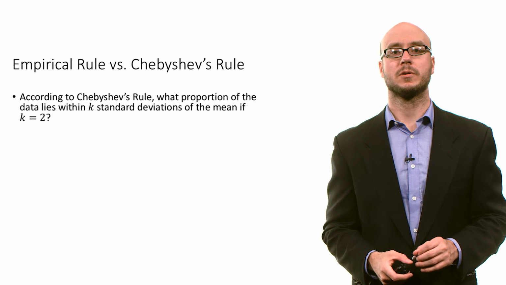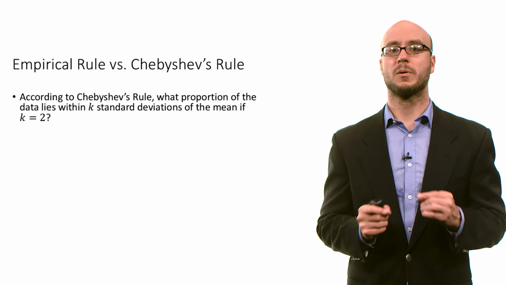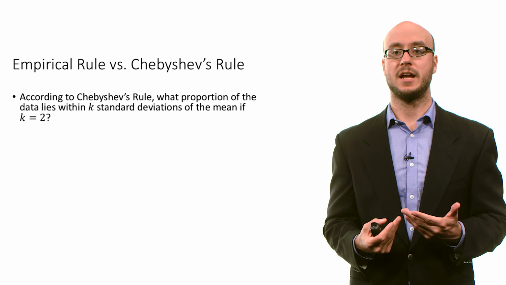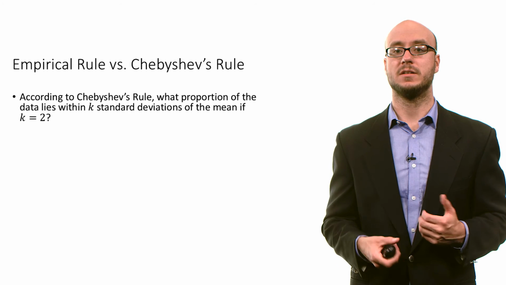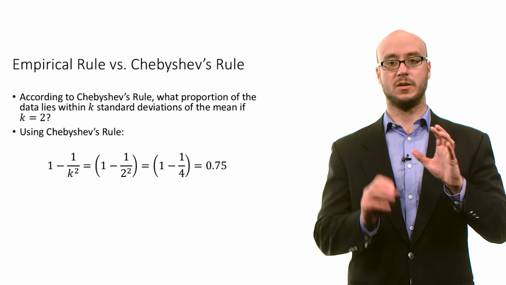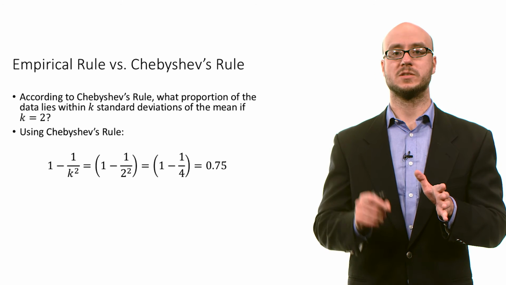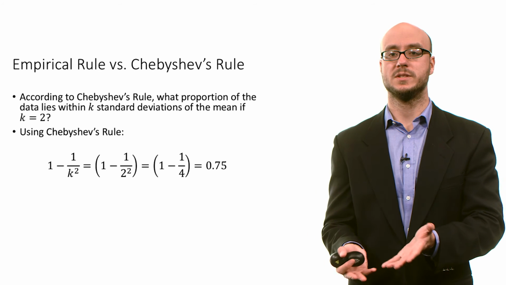So let's compare the empirical rule and Chebyshev's rule. So we might say, according to Chebyshev's rule, what proportion of the data lies within k standard deviations of the mean if k equals 2, if the standard deviations we're looking at are 2. All we're doing is taking 1 minus 1 over k squared, so that's 1 minus 1/4, and we get this value of 0.75.